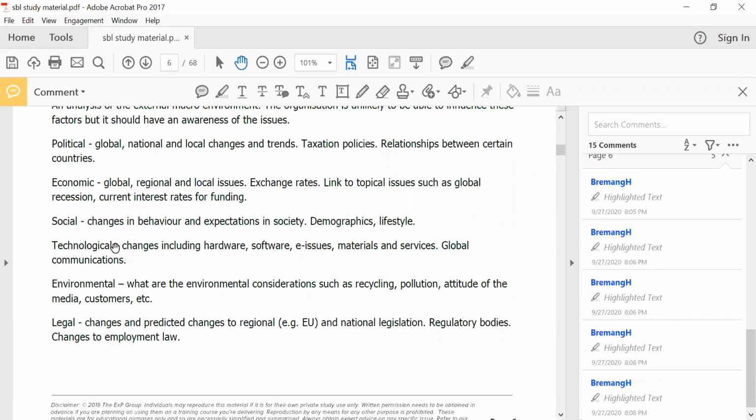Then we come to the technological factor. With the technological factor, we look at changes including hardware, software, electronic issues, materials and services, or global communications. Anything which affects the technological industry should be considered, because now a lot of providers are looking at online studies or online tuition because of the existence of the pandemic.